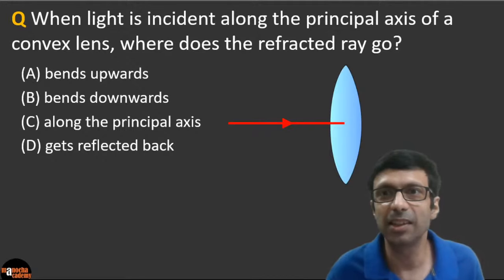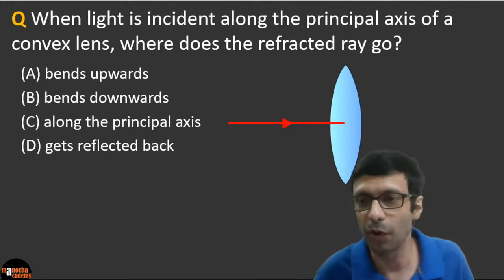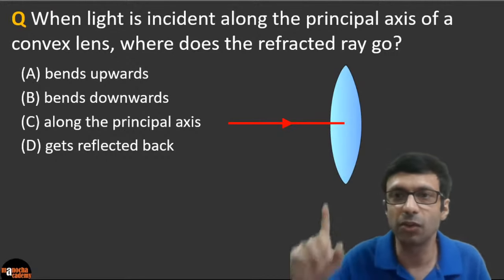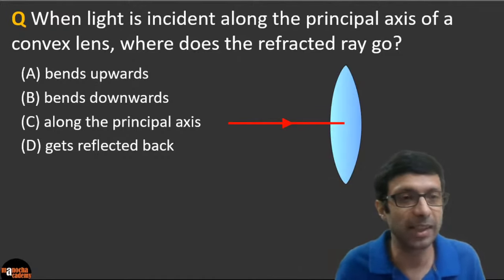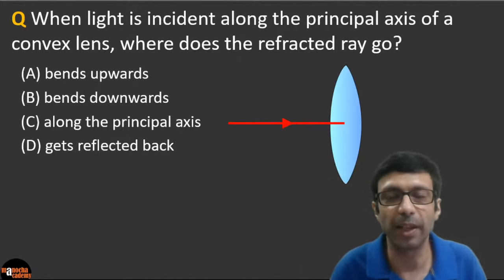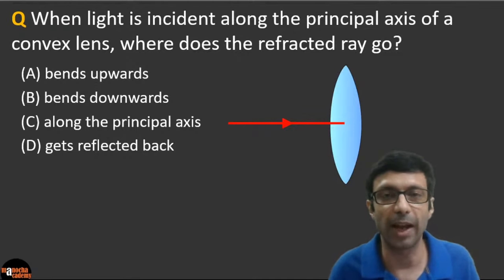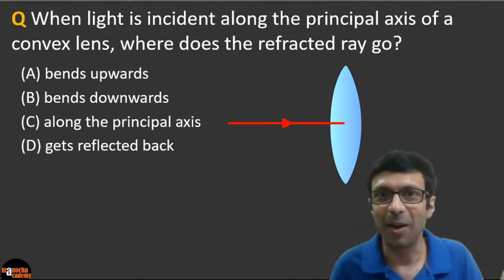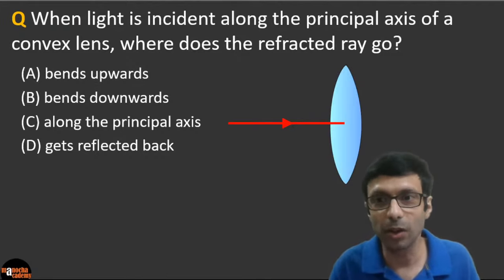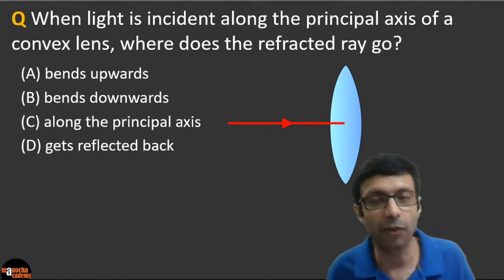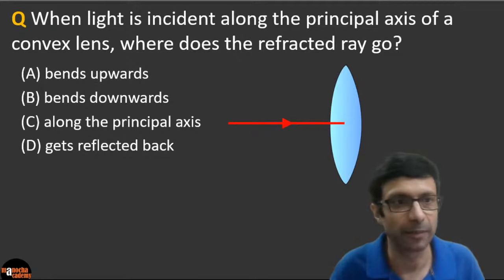When light is incident along the principal axis of a convex lens, where does this refracted ray go? So guys, please take a look at this diagram. What do you think will be the answer here? Will this ray of light bend upward, bend downward, go along the principal axis, or get reflected back? What do you guys think?